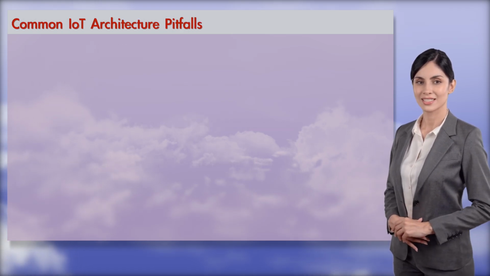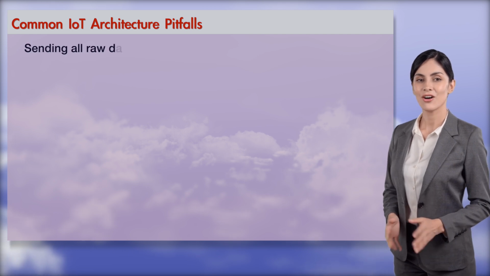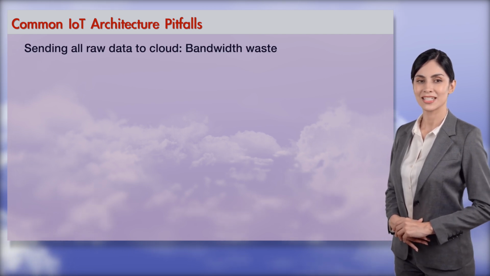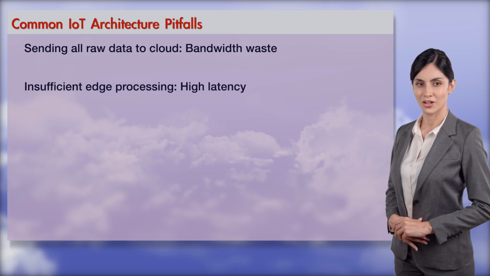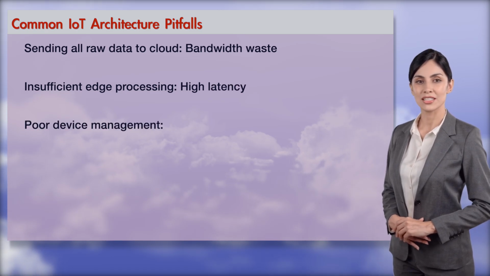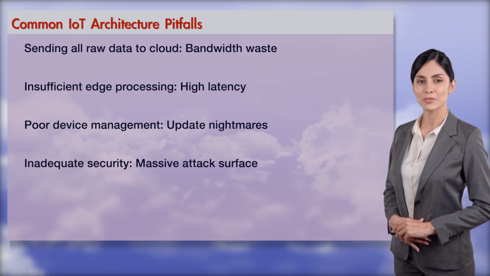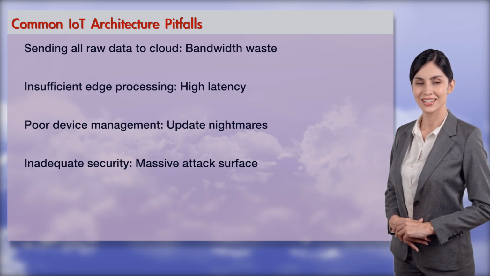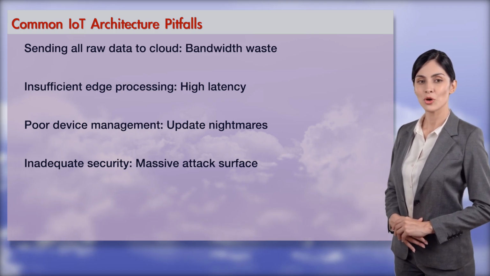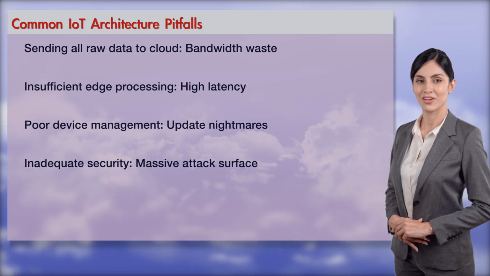Common IoT architecture pitfalls. Sending all raw sensor data to the cloud wastes bandwidth and incurs high costs. Insufficient edge processing leads to unacceptable latency for real-time use cases. Poor device management results in update failures and security vulnerabilities at scale. Inadequate security creates an enormous attack surface across millions of devices.